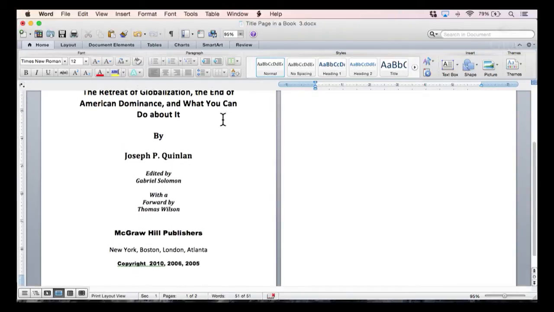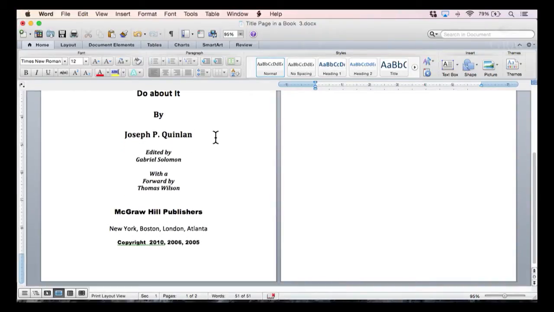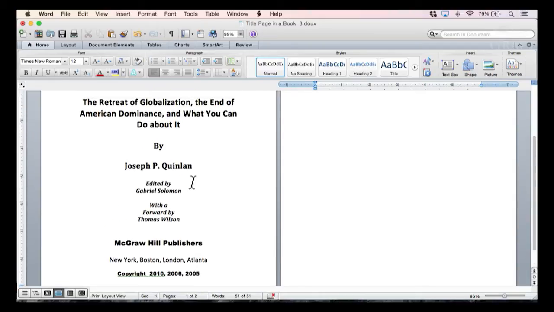What is a bibliographic citation going to look like? It's going to look like a little paragraph, but there's going to be one major difference, and I'll show you that in a minute. Now, who is this book by? A man named Joseph P. Quinlan wrote this book. He's the author. We also have some additional information here. We have information that it was edited by someone named Gabriel Solomon, and it has a foreword by a man named Thomas Wilson. Now, when it comes to what you put into a bibliographic citation, you need the author.